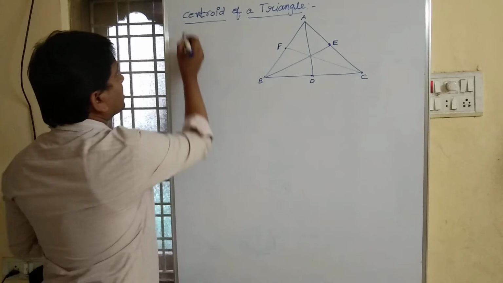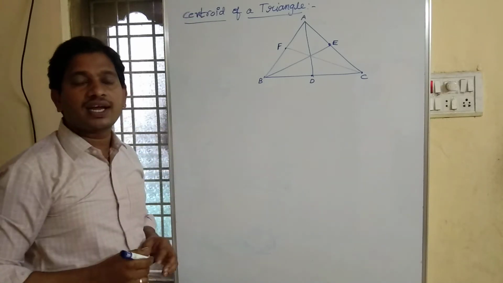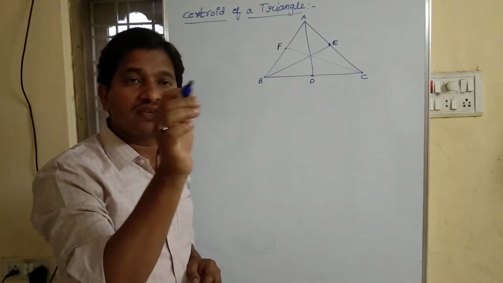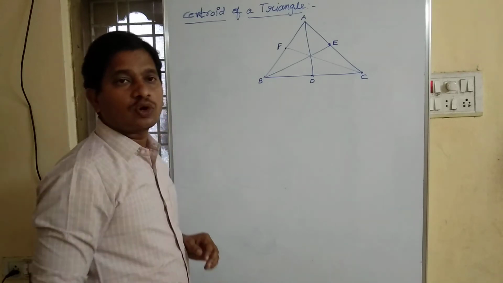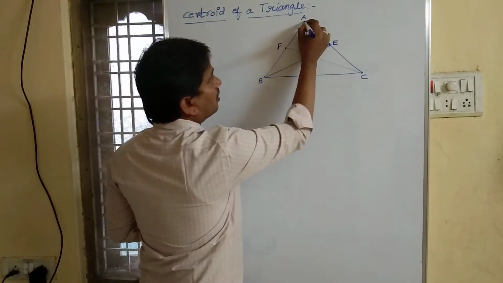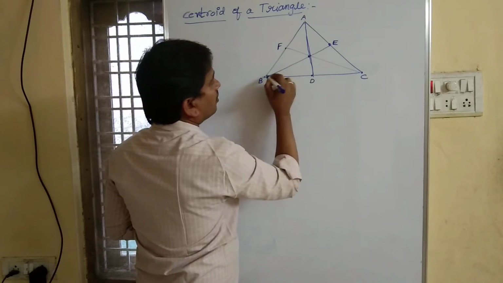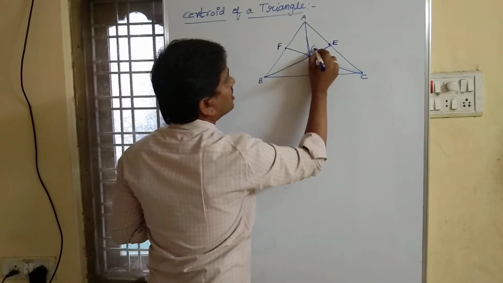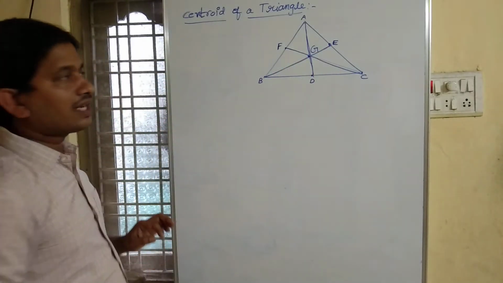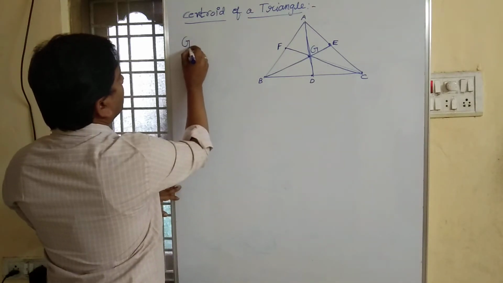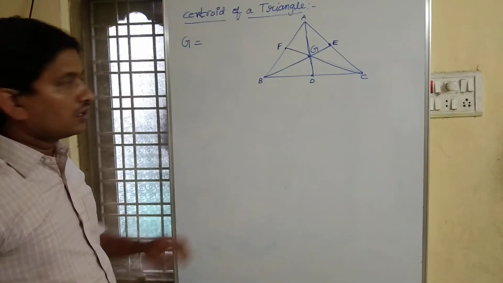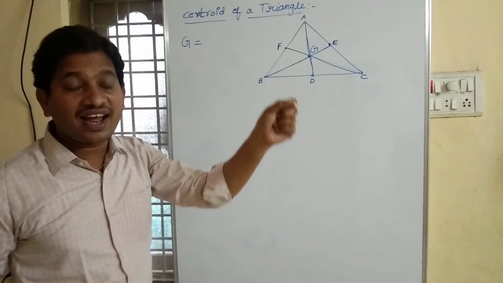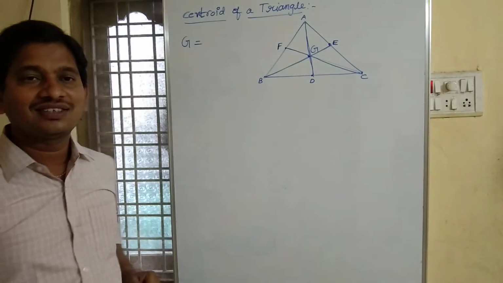Now our concept is the centroid of a triangle. What do you mean by centroid? The point of concurrence of the medians of a triangle is known as the centroid. This is the point where all the medians meet, and this point is called the centroid. It is represented by the letter G. So G is the centroid.